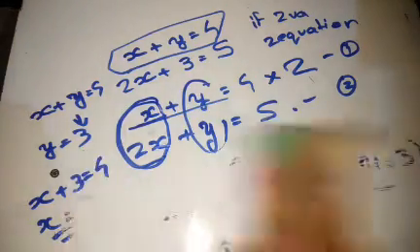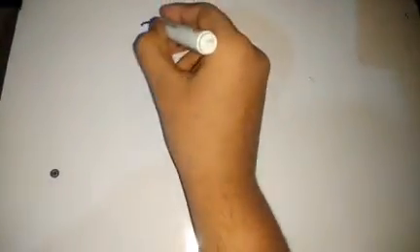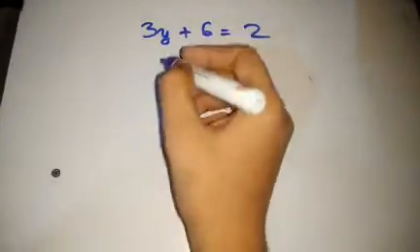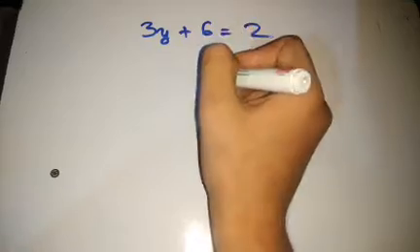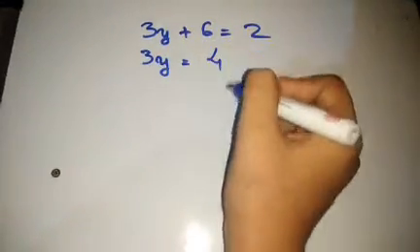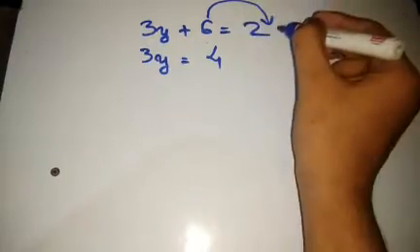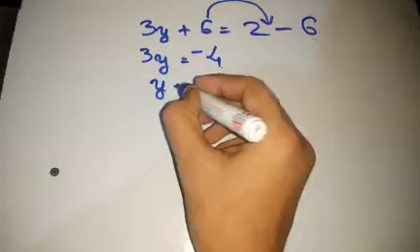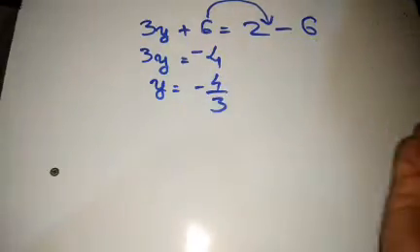Okay, let us solve some more examples. Like we have an equation 3y plus 6 is equal to 2, and this is a one variable equation. We can easily solve it. 3y equal to 2, 6 will move here and it will be minus 6, so 3y equals minus 4. So y equal to minus 4 by 3.